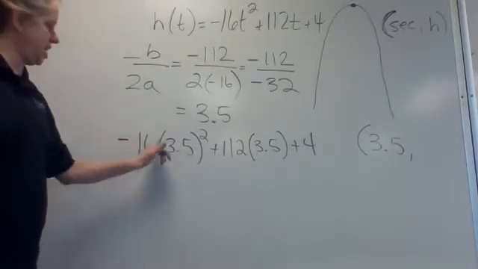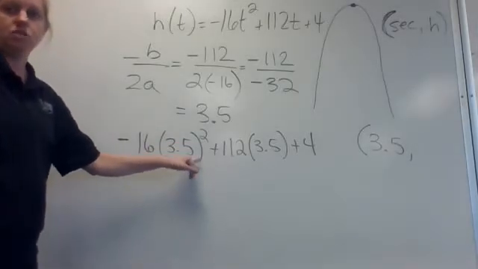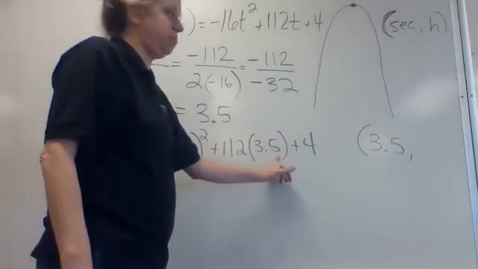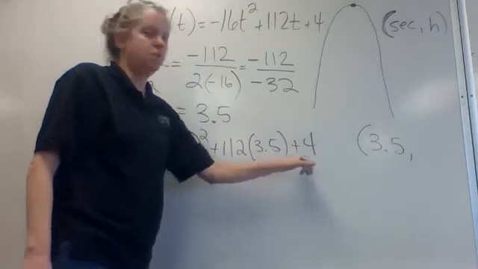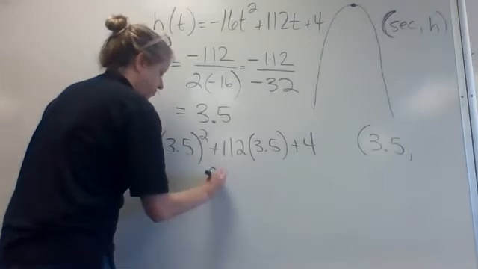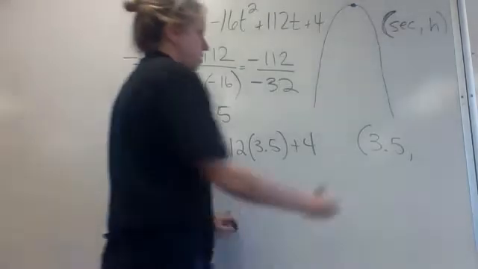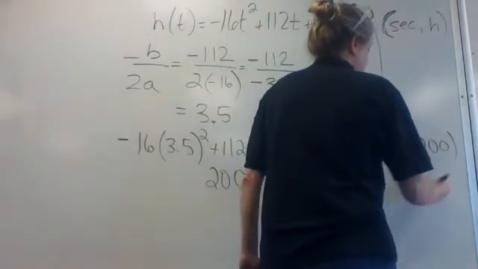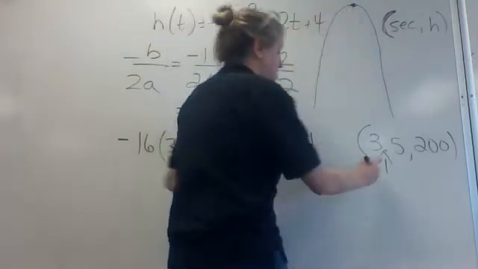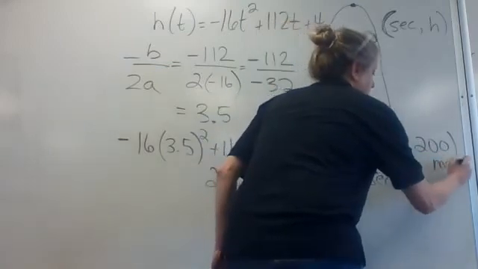So -16, open parentheses, 3.5, close, squared, plus 112, open parentheses, 3.5, close, plus 4. And what do you get when you hit enter? 200. Okay, so again, 3.5 answers the question about how many seconds it takes to reach its maximum. And 200 is the maximum height.